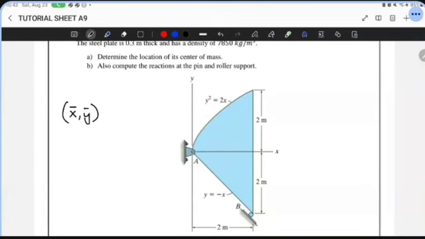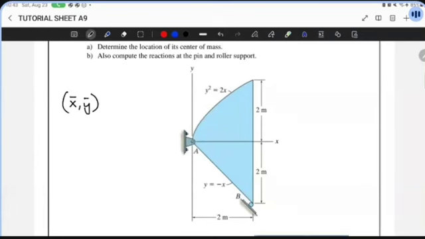So this is how we're going to obtain the center of mass. We need to find x bar, we need to find y bar. The formulas we're using here are similar to the ones we used for the centroid of an area and so on. So those are going to be similar.